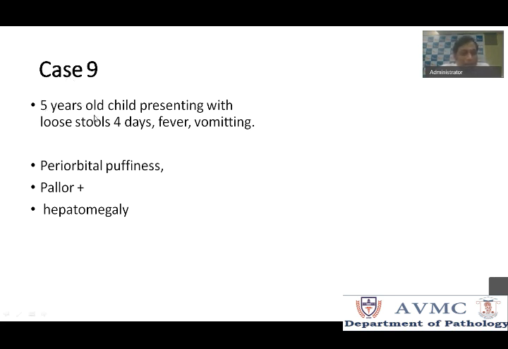Okay, a 5 year old child presenting with loose stools for 4 days. The child is having fever and also has vomiting. There is some periorbital puffiness. When I say periorbital puffiness, it means there is some renal damage. The patient is having failure to thrive because of anemia, and has hepatosplenomegaly because of extramedullary hematopoiesis.